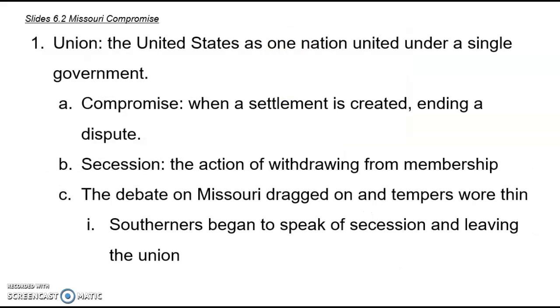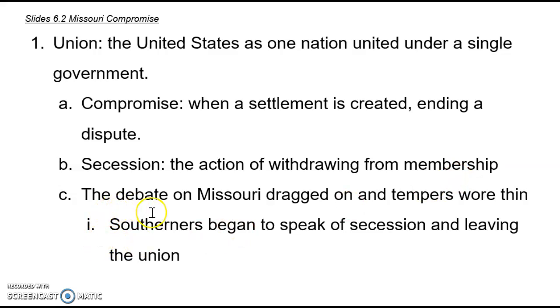Here are some definitions, some terms that you need to know for this unit. We're going to see union. From now on, the United States is going to be referred to as a union: one nation, united under a single government. Compromise is when a settlement is created, ending a dispute. Secession is the action of withdrawing from membership, the action of leaving.